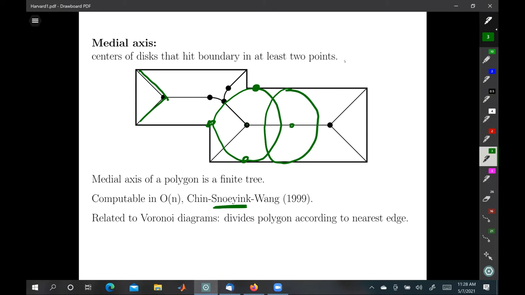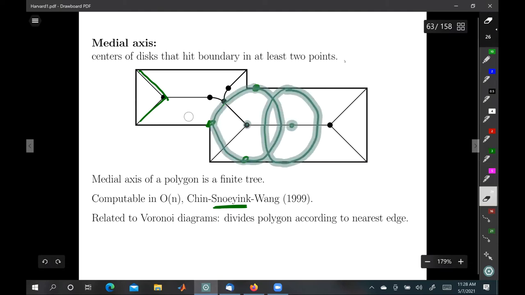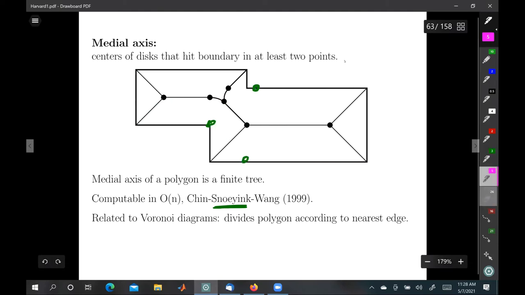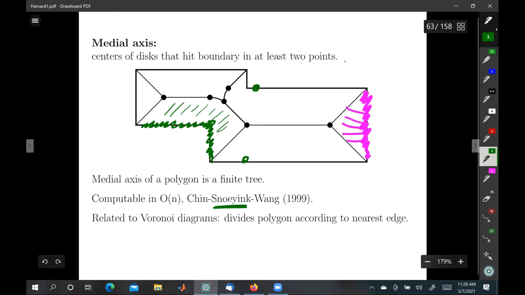It's related to the idea of Voronoi diagrams, because what you can think of is that given each edge of the polygon, you're basically taking the piece of the polygon which is closest to that edge. This is not completely true, because you really have to take certain convex arcs on the polygon, and then you're taking the piece of the polygon which is closest to that. But there's a way to interpret the medial axis in terms of Voronoi diagrams.